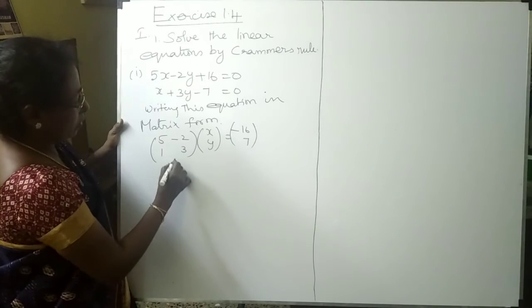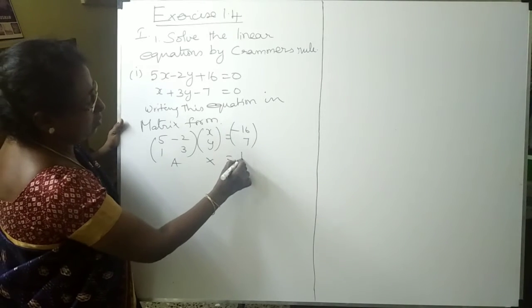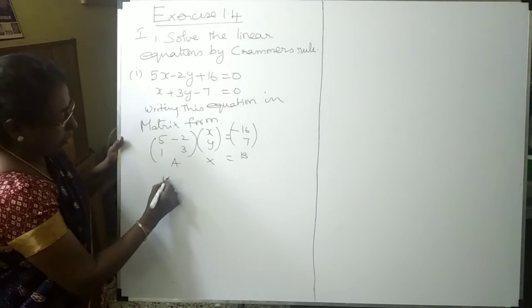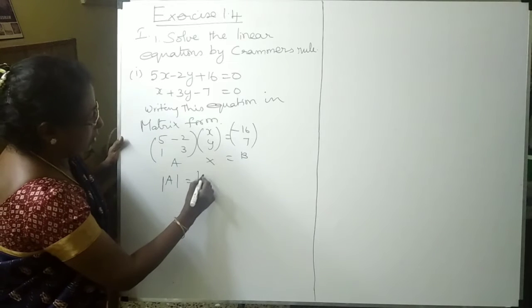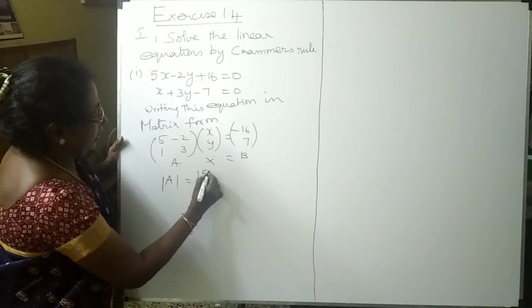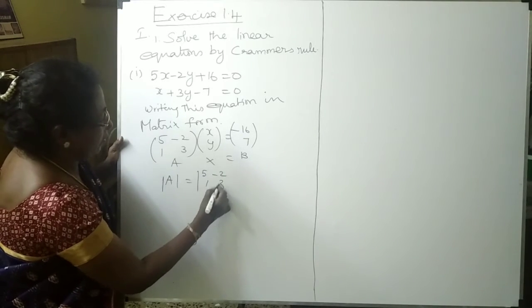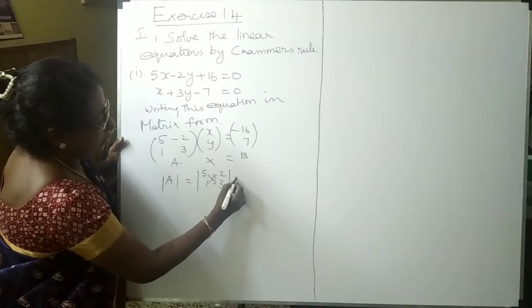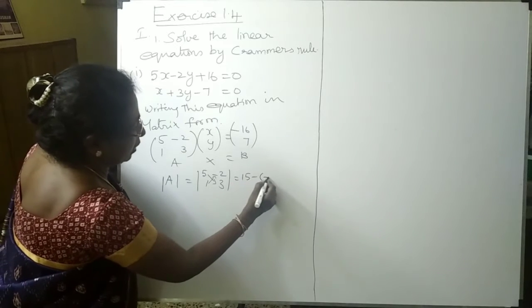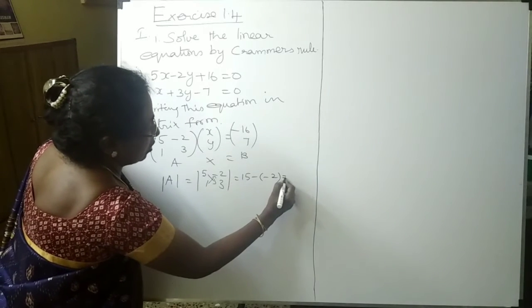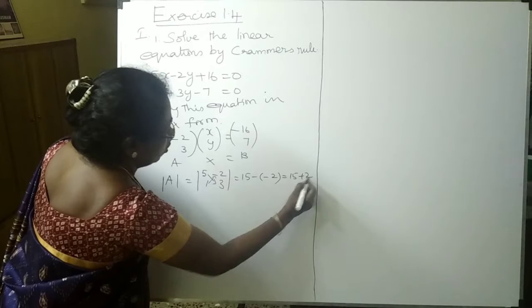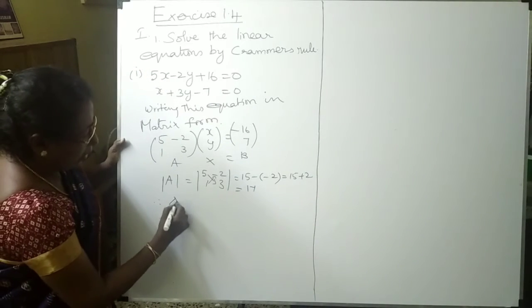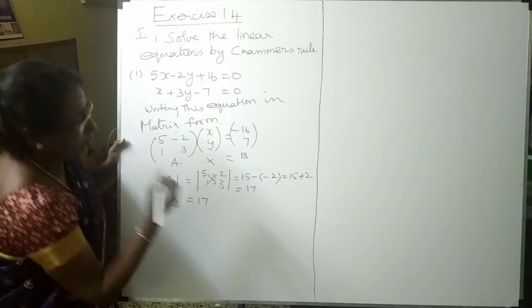This is of the form Ax is equal to B. Now, determinant A is equal to the determinant of 5, minus 2, 1, 3. Expanding this determinant: 5 into 3 is 15, minus 2 into 1 is minus 2, so 15 plus 2 equal to 17. Therefore, delta value is equal to 17.